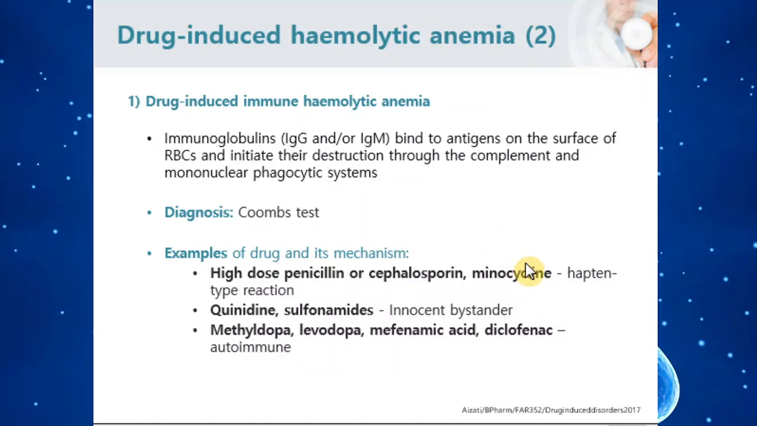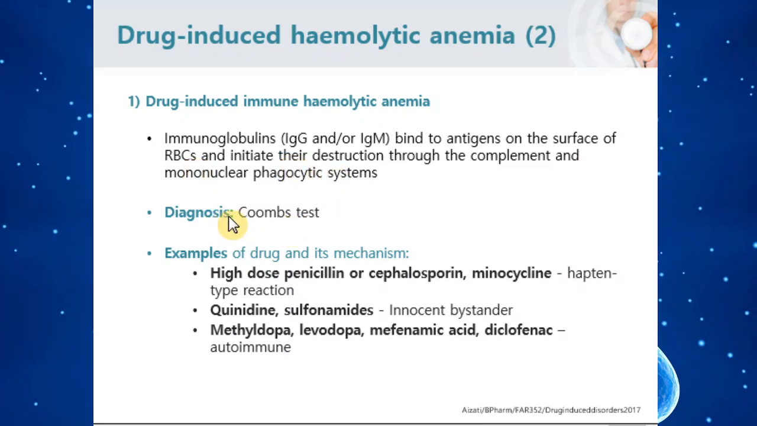I mentioned before, we have two types of hemolytic anemia. It's either immune or oxidative, through oxidative reaction. For immune reaction, the immunoglobulins will bind to the antigens on the surface of the RBC and initiate their destruction through the complement and mononuclear phagocytic systems. So in this immune hemolytic anemia, it involves the immunoglobulins, in which IgG or IgM will bind to the antigens on the surface of RBC and initiate their destruction.